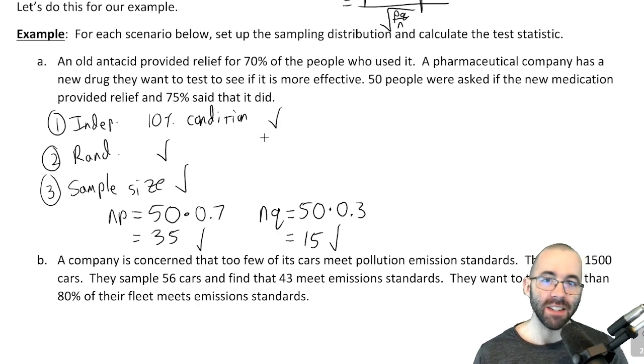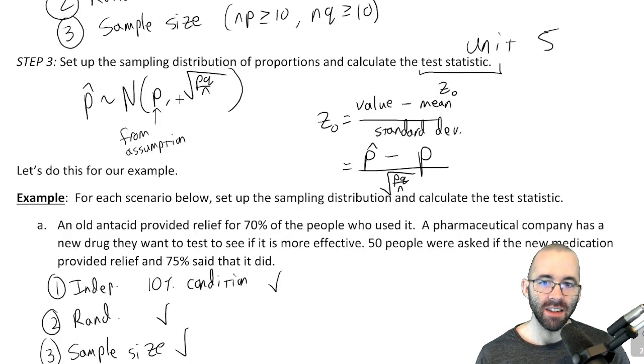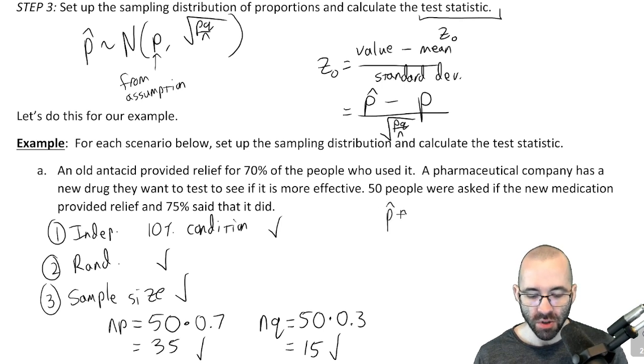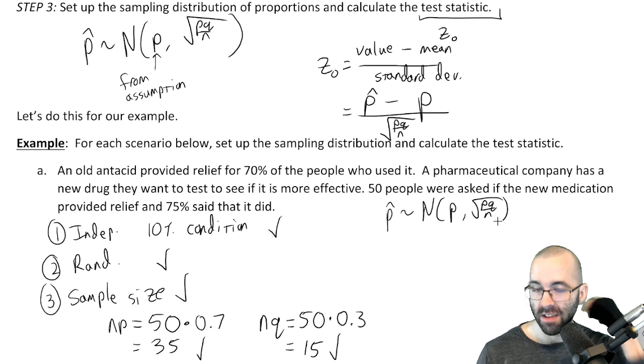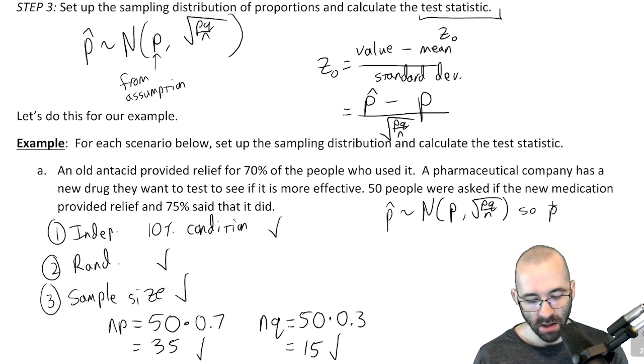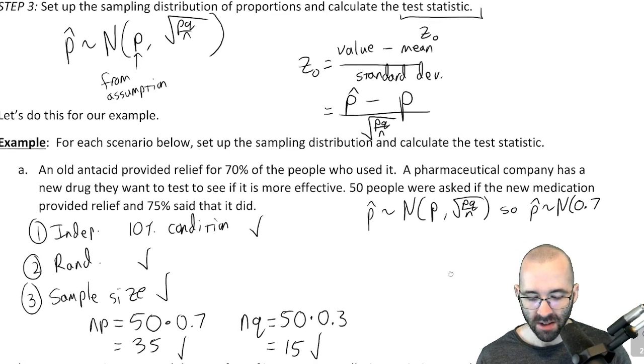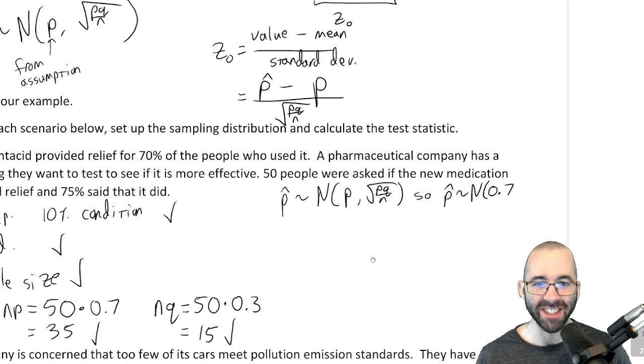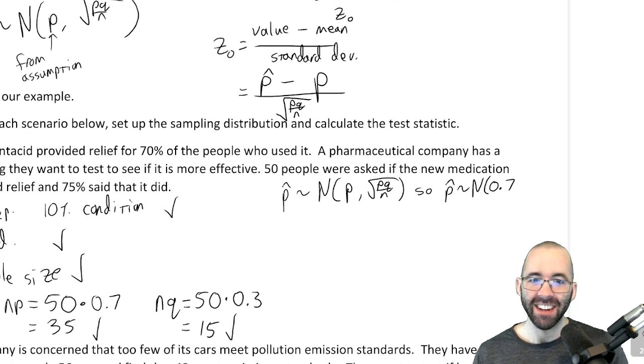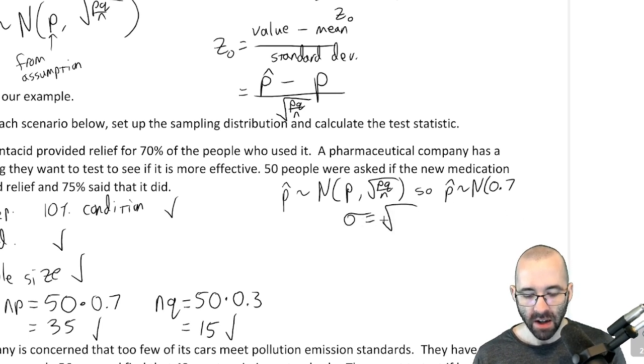Now we need to set up the sampling distribution. According to this, our sample proportion should be normally distributed with a mean of p and a standard deviation of the square root of pq over n. So what was p? Again, we assumed from our null hypothesis that p was 0.7. I can give myself more space. All right. And the standard deviation was the square root of pq over n.